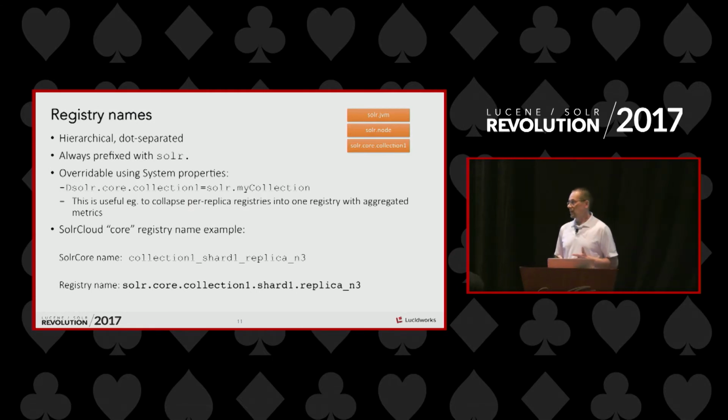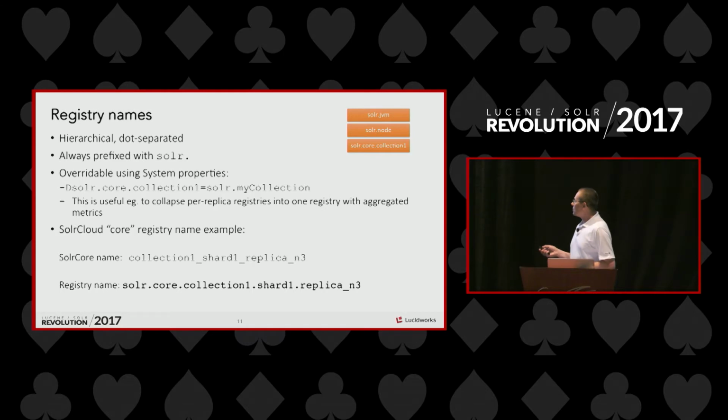Registry names are hierarchical because they reflect the structure of components in Solr. They are always prefixed with solr. And if you don't like these names, you can override them using system properties, which is sometimes useful if you want to combine metrics from several registries into a single registry. Like, for example, if you want to track metrics for all Solr cores in a single metric registry.